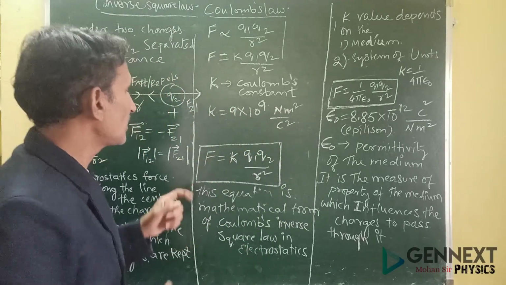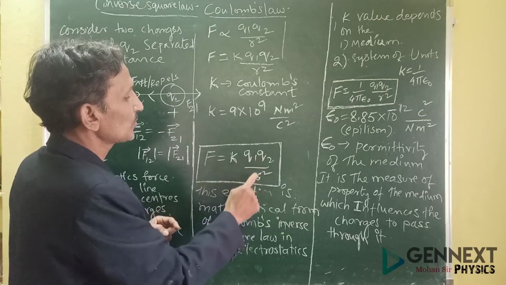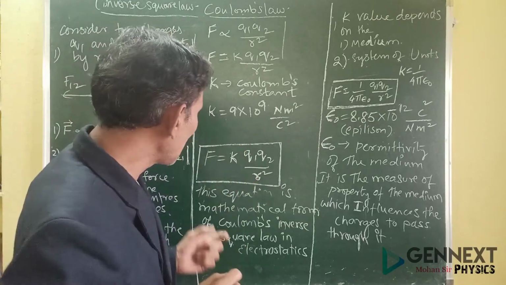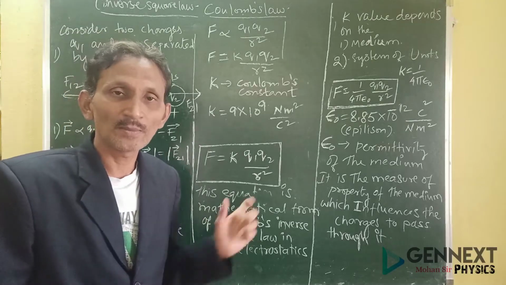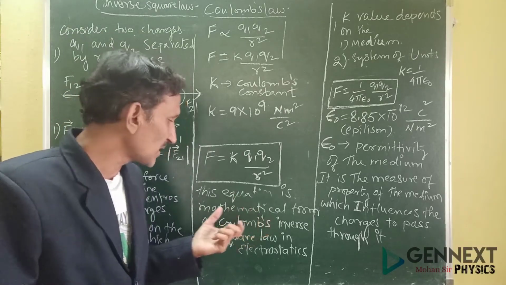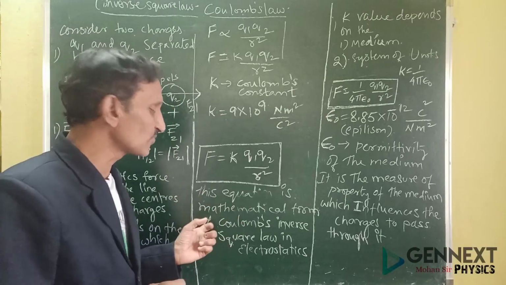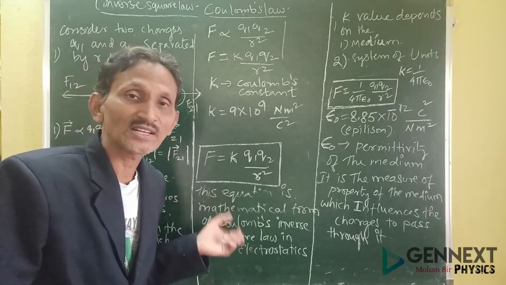Now F is equal to K into Q1 Q2 by R square. This is the mathematical form of Coulomb's inverse square law in electrostatics. It is a mathematical equation.